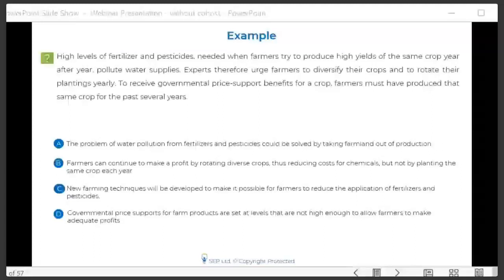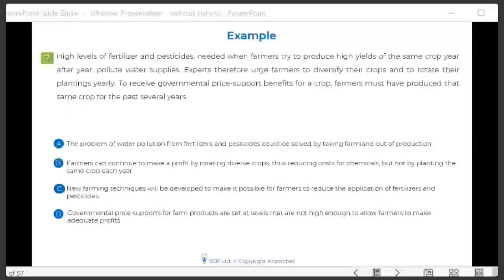Now, it's a very simple passage here. I'll count up to 10, and if you have not marked your answer choices, you can put them in. Let me quickly do that countdown. 10, 9, 8, 7, 6, 5, 4, 3, 2 and 1. So I'm going to end the poll.